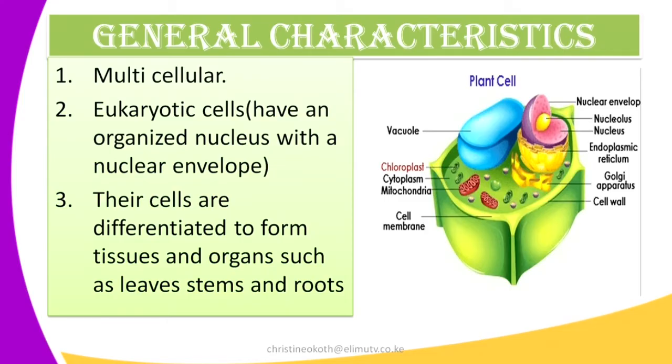So they have a well-organized nucleus with a nuclear envelope. Then they have membrane-bound structures like the mitochondria, which are found within the cell. The third thing that identifies an organism as a plant is that their cells are differentiated to form tissues and organs such as the leaves, the stem, and the roots. So the plant has different parts, each one of them having a specific role to play in the plant.